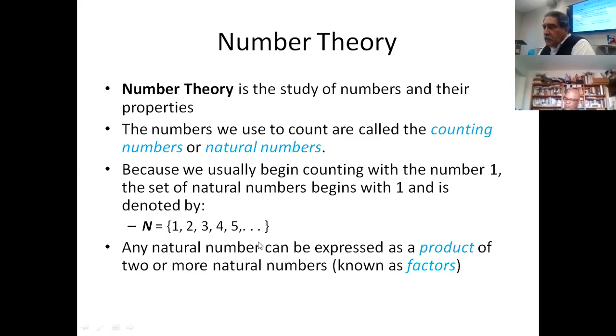So if you want to put them in roster set form, it would be N is equal to, again, you put these braces, then 1, 2, 3, 4, 5, and then three dots. Okay? This is called the set of natural numbers. Now, any natural number can be expressed as a product of two or more natural numbers. For example, 2 times 3 is 6, 2 times 5 is 10, and it continues. 2 times 4, or 16 is 4 times 4, or whatever.